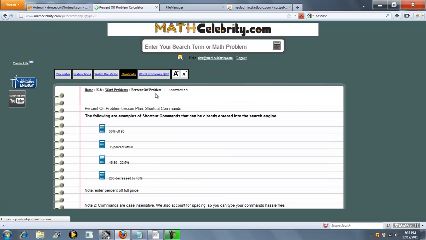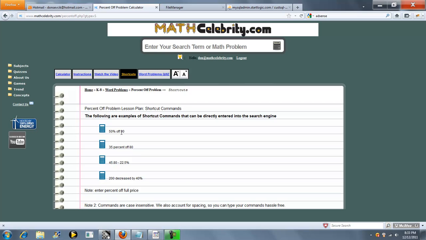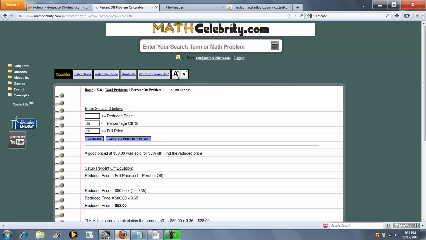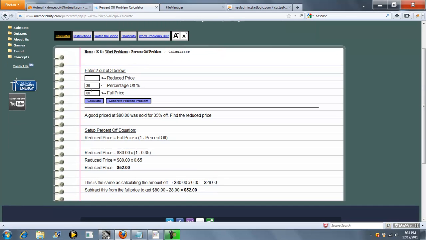So let me show you a few other shortcuts. Instead of percent sign and off, you can type 35% off. You can type a dollar amount minus a percentage, and you can also say decreased. So we'll run all these. 35% off 80. Again, 80 is loaded into full price, 35 is loaded into percentage off. We calculate our reduced price.